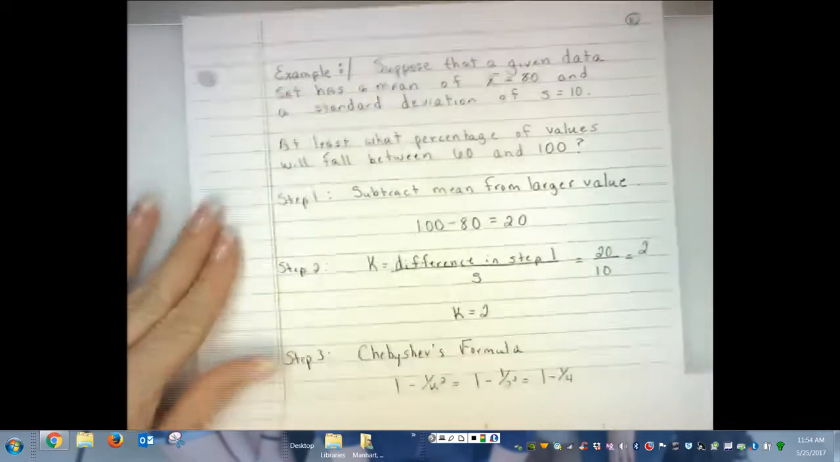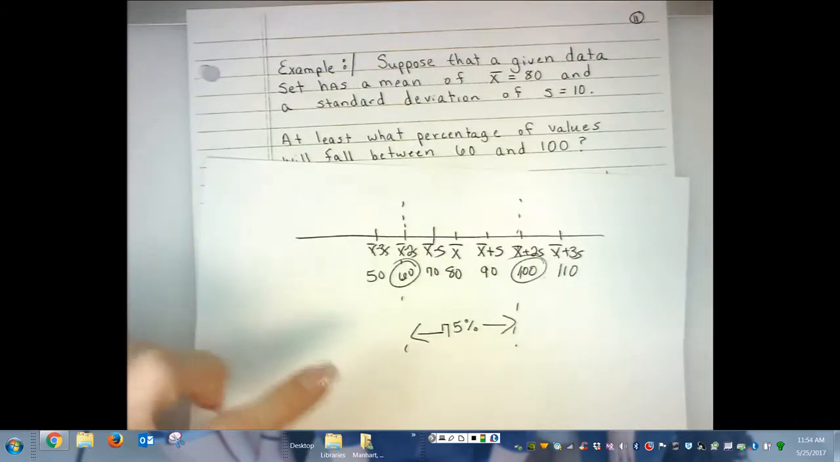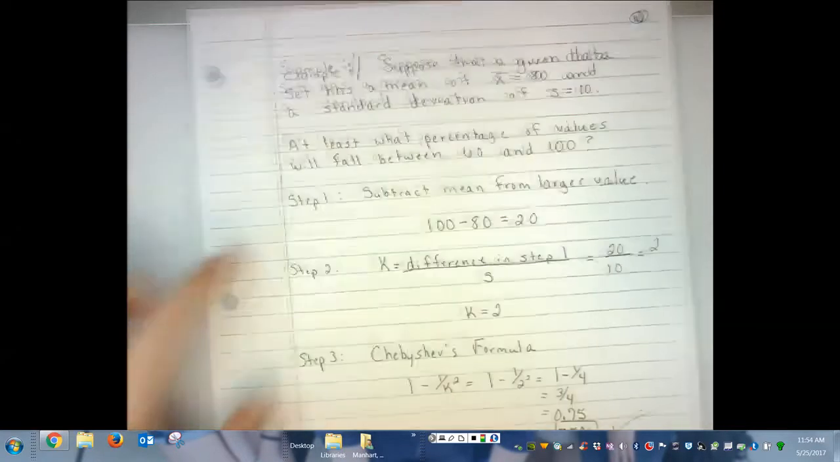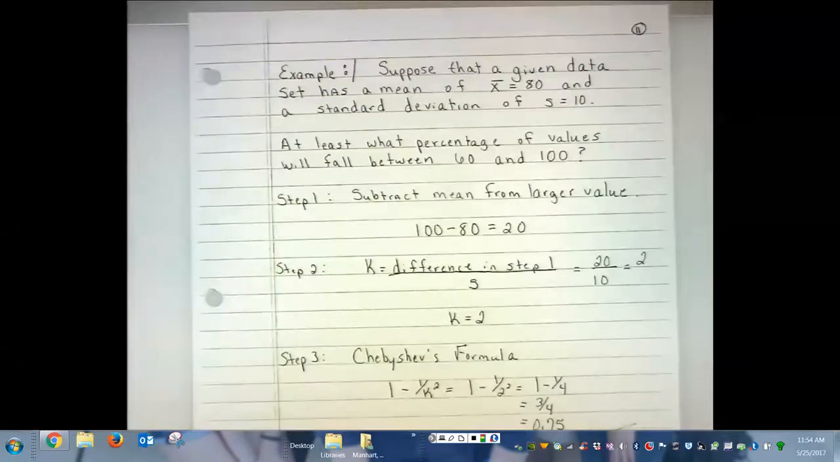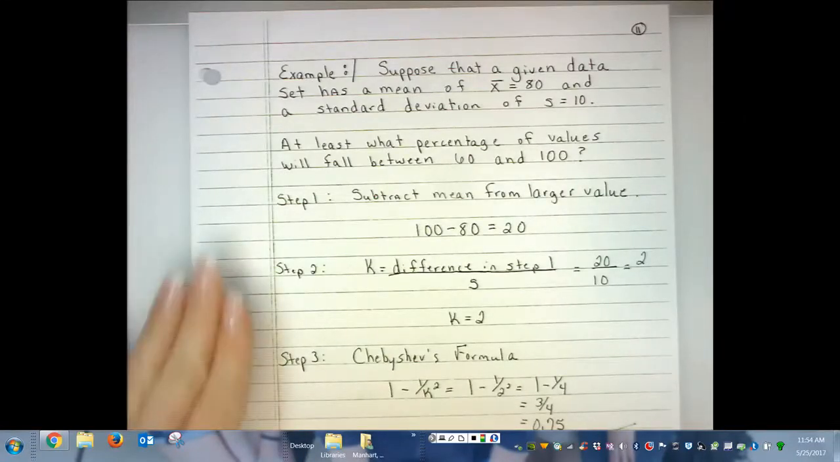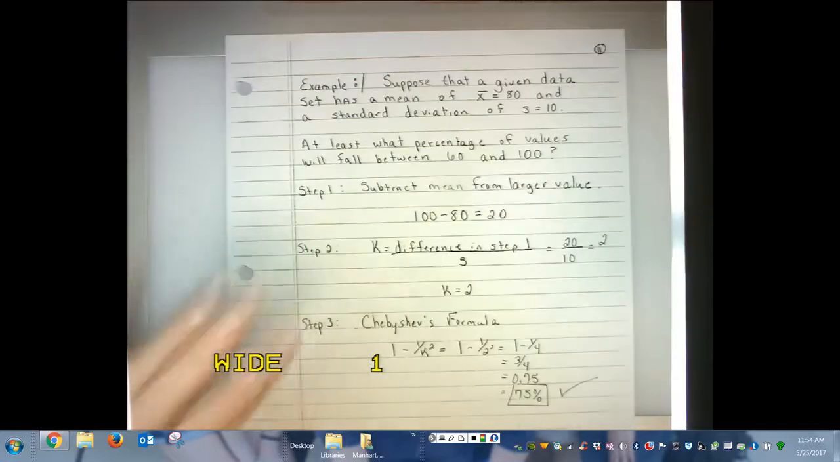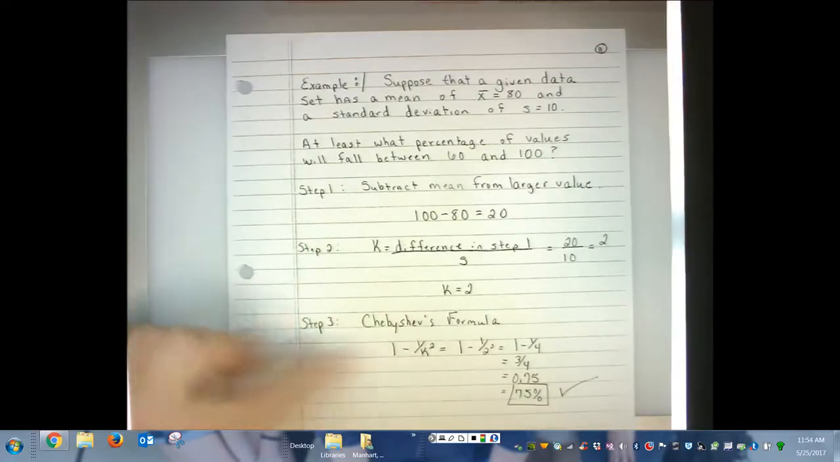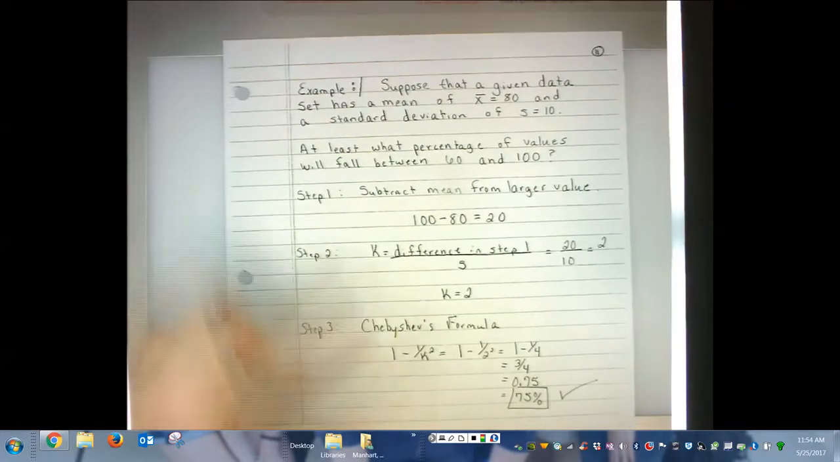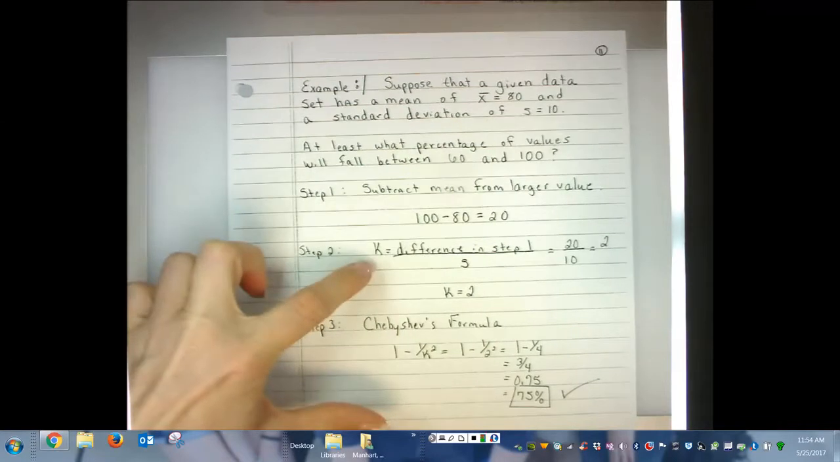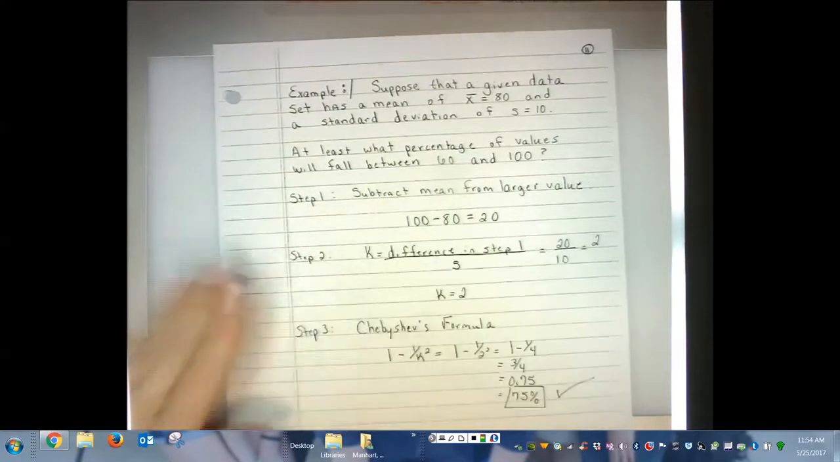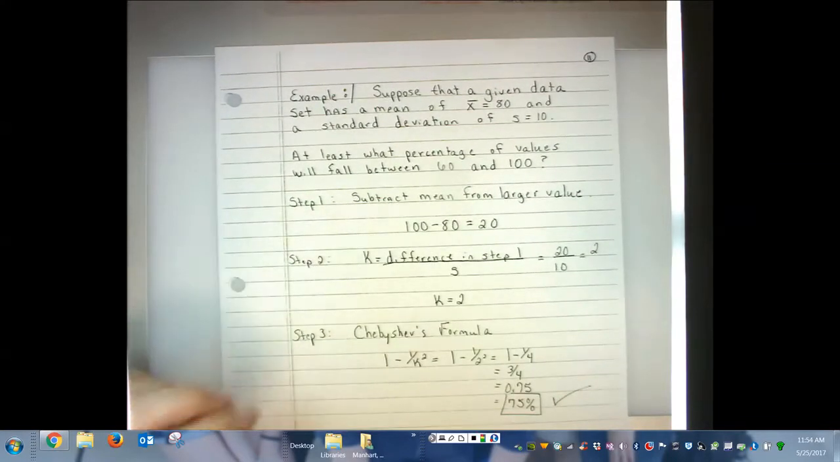So I recommend, even though you may want to draw out the visual for it, the steps are the best way to approach that type of problem. And those steps will get you that percentage every time. It always ends up with step number 3, using his formula. So you want to work on finding K, and once you find K, you use this formula to find the guaranteed percentage, so at least 75%.